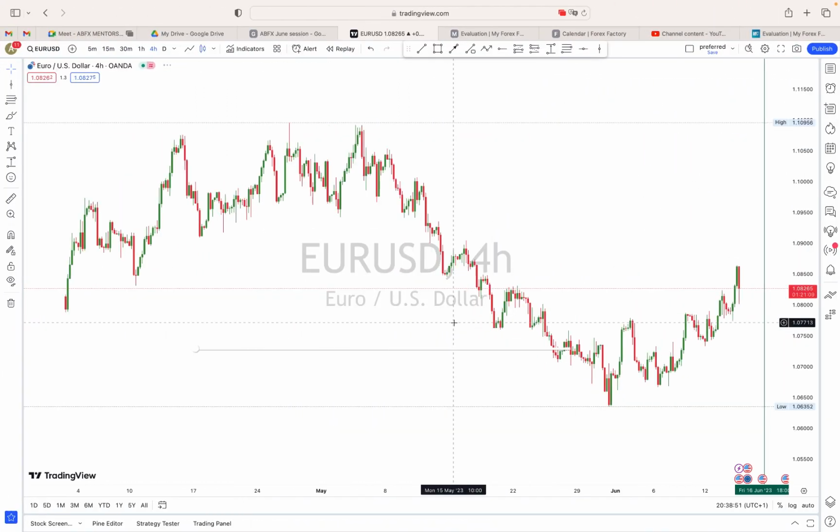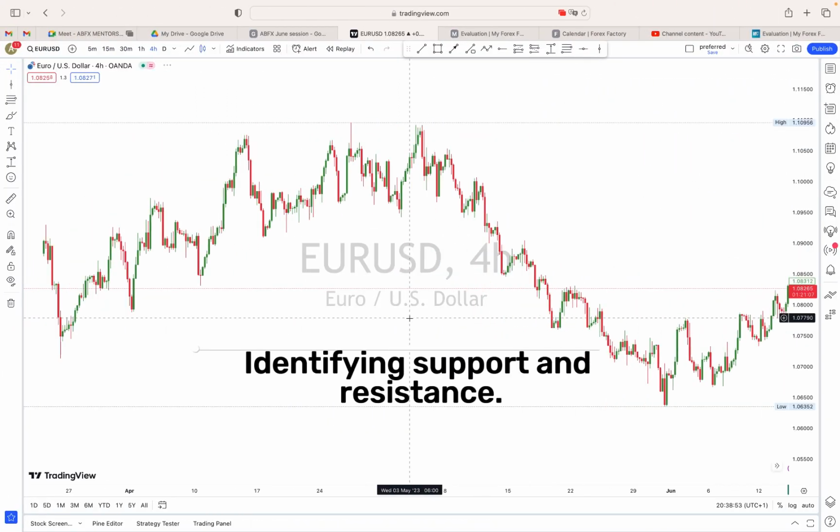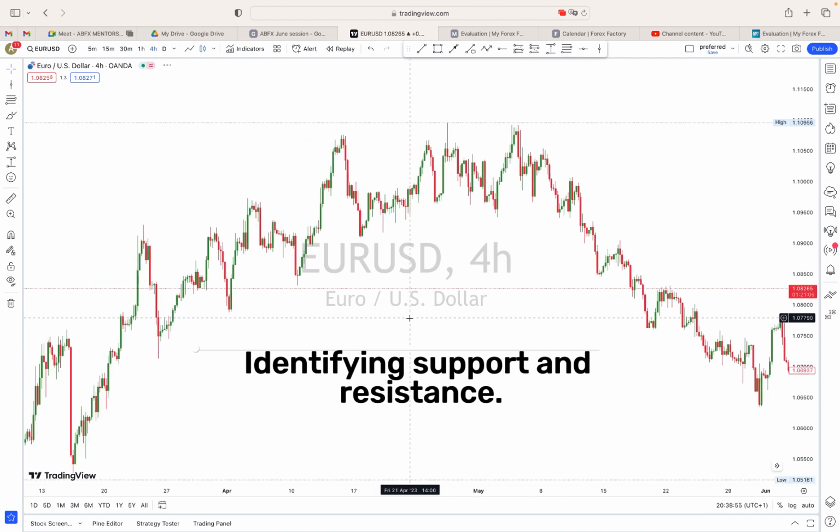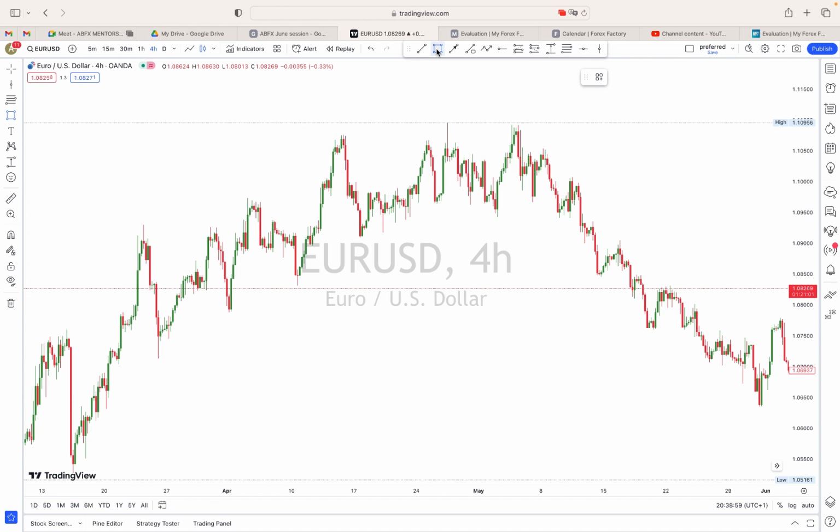So now when you have a chart like this, let me show you guys what we call support and resistance. Just at a glance at this chart, you can already see some levels that price failed to go above, right?